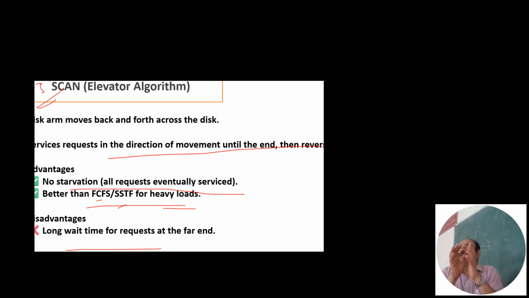See, most probably whenever you are asked to write about these scheduling algorithms, you need to write the algorithm and how it works. I've just given you these points. What you have to do is expand this and write enough, and then write the advantages and disadvantages of each kind of algorithm. So the third type of algorithm is scan or elevator algorithm.